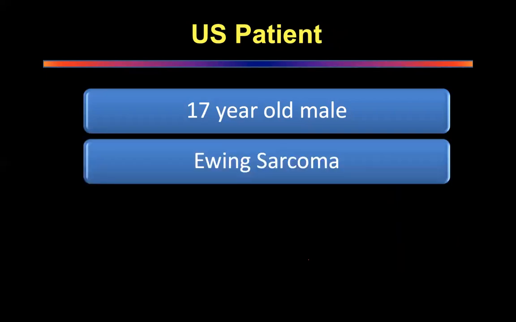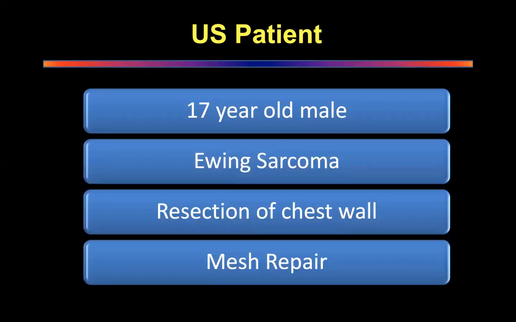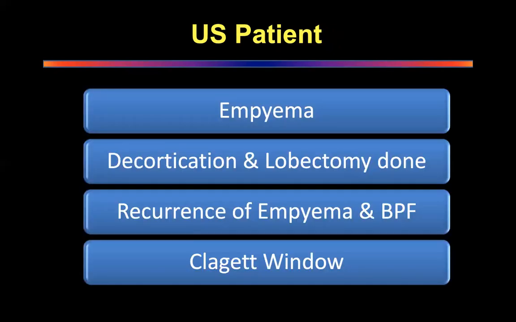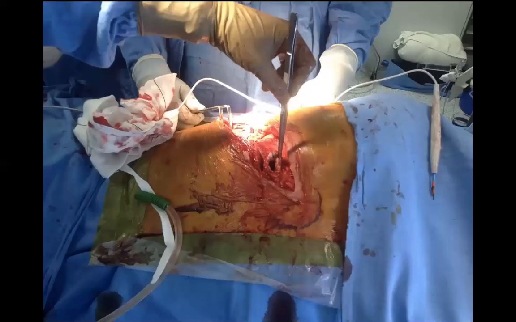So here is a 17-year-old guy with Ewing sarcoma, had some chest wall surgery, had some mesh repair, got infected, complete mess inside, Claggett window, and for many, many months he was struggling with all his problems, secondary to decortication, lobectomy, and really in a bad way.